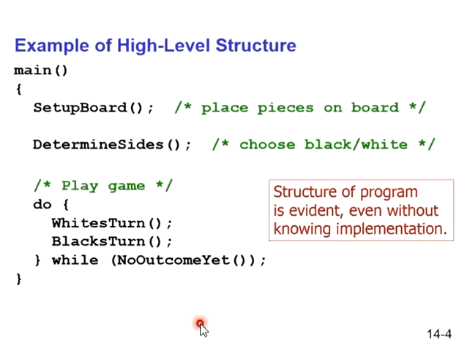For example, now I give you a main function. Inside, you call some functions. For example, setup board, determine size, what's turn, etc. Over here, in the main function, we call these functions.